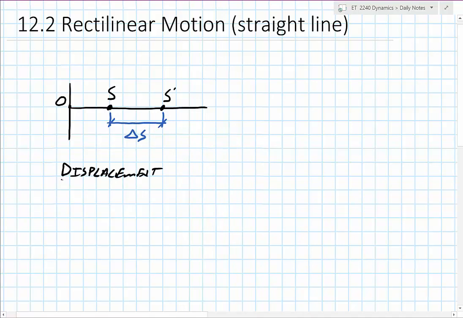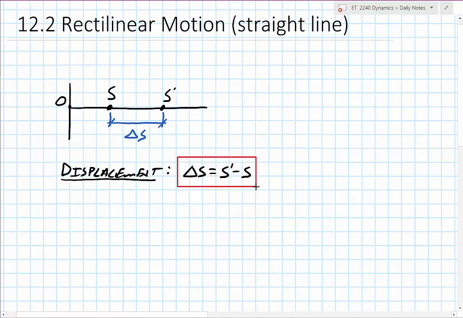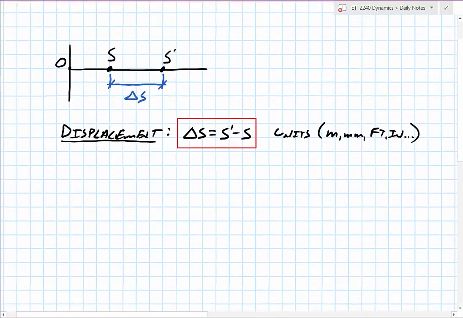Pretty exciting, huh? First real definition. And displacement, as I just defined, is our delta S. That's equal to our final position minus our initial position. So let's put a little box around that, saying it's an important first equation in dynamics. Units of displacement are going to be units of length, so it could be meters or millimeters or feet or inches or whatever else you might want to use for units of length.